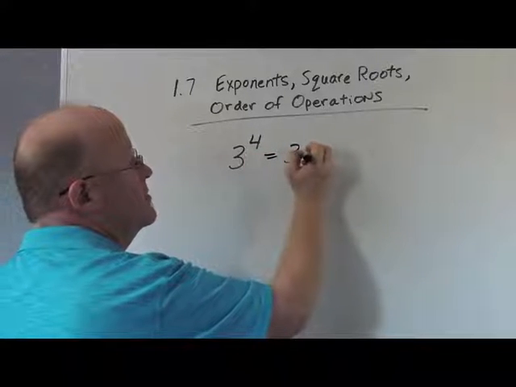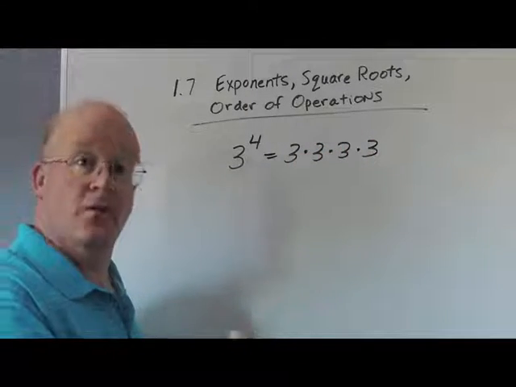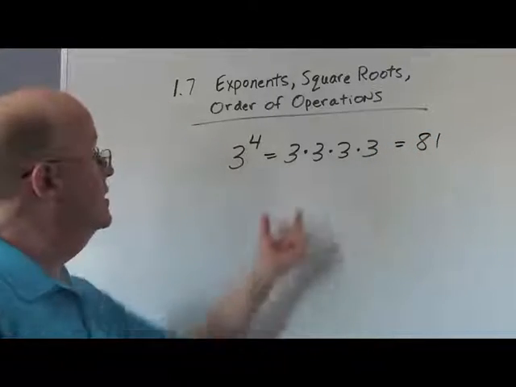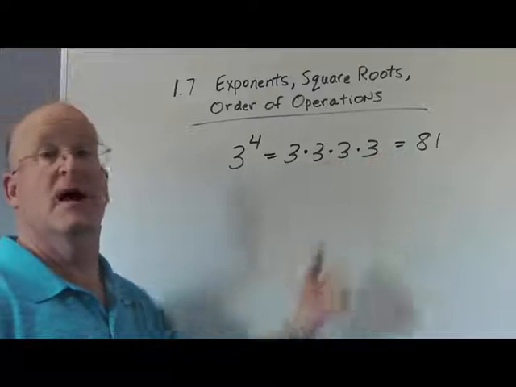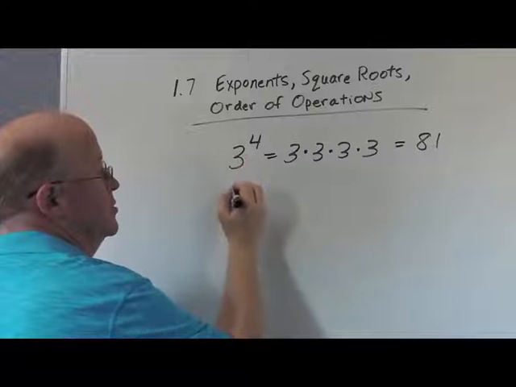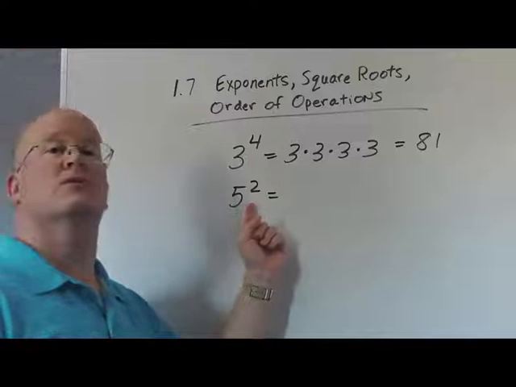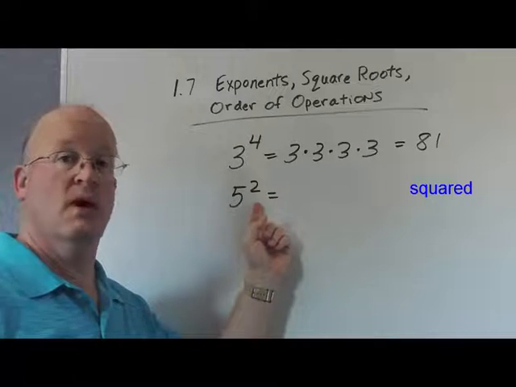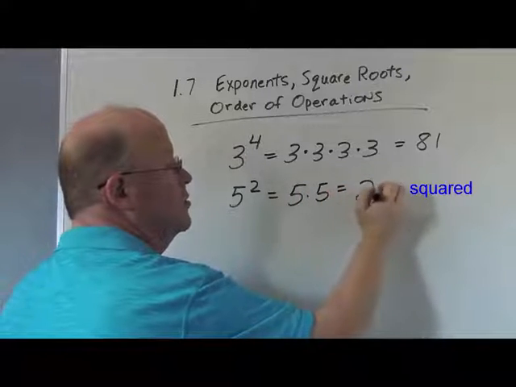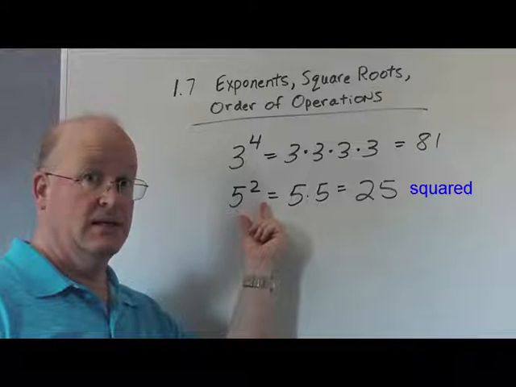So in expanded form, this becomes 3 times 3 times 3 times 3, 4 different times, and that product turns out to be 81. You can think of this as 9 times 9 to get that 81 if you want. Now, when the exponent is a 2, and you have something like 5 to the 2nd power, we use the word squared, 5 squared. That represents 5 times 5, which is equal to 25. Don't make the mistake of ever going 5 times 2 to make that 10.